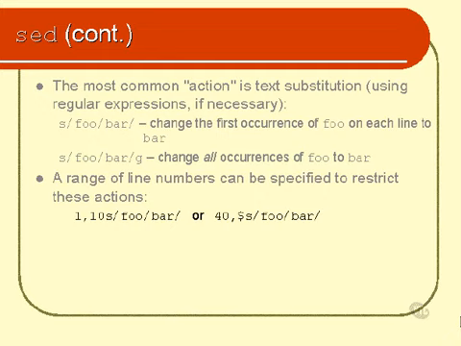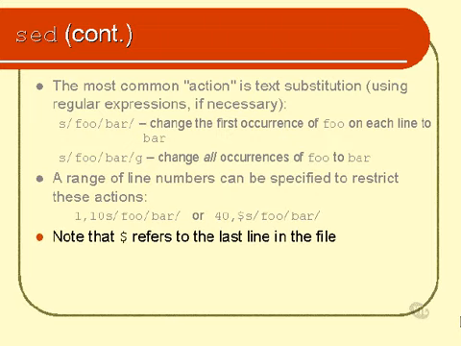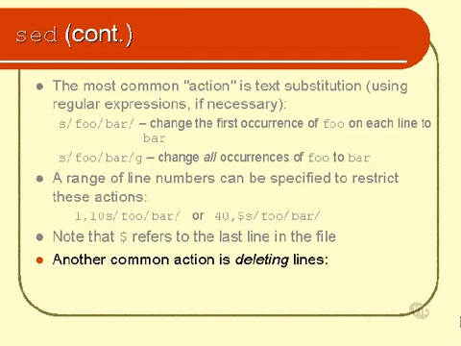Or alternatively, you could say 40,$. Now the dollar actually means, in this case, the last line of input. So all the way from line 40 to the last line of input, I want you to substitute foo for bar. If you don't specify line numbers, then the actual actions will be performed on every single line of input. As I mentioned before, the dollar refers to the last line in the file, or last line in the input, more accurately.